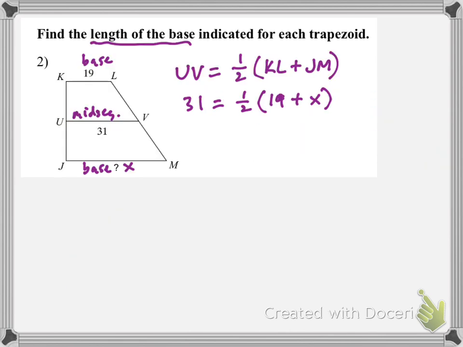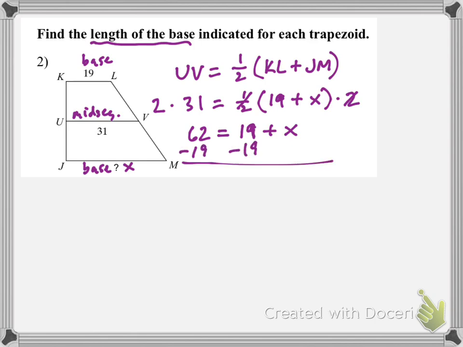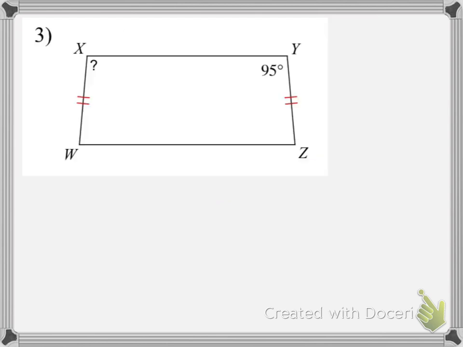Now we've got an X in the parentheses, okay? So what I would do is multiply both sides by 2, because the 1/2 times 2 cancels out. 2 times 31 is 62. Now, because the 1/2 and the 2 cancel out, we can drop the parentheses, and now I just have 19 plus X. It's a one-step equation. Minus 19. So X, the other base, is 43. Okay? So a couple of examples of midsegment.